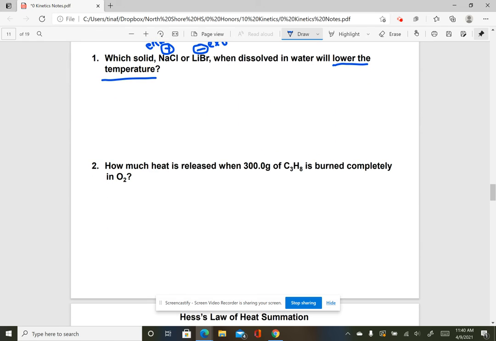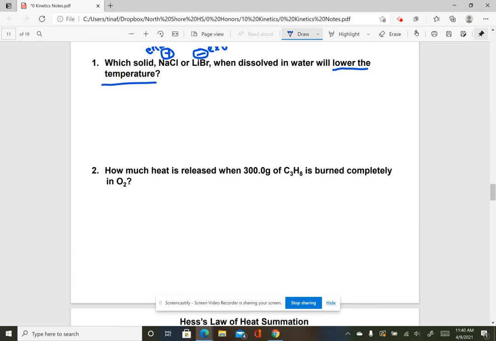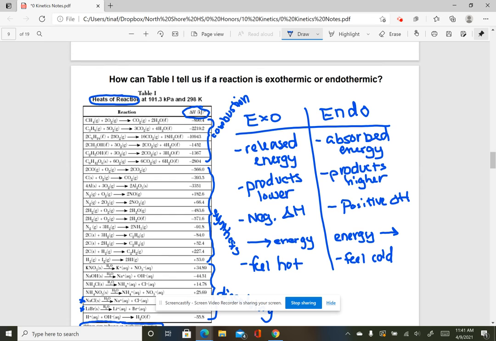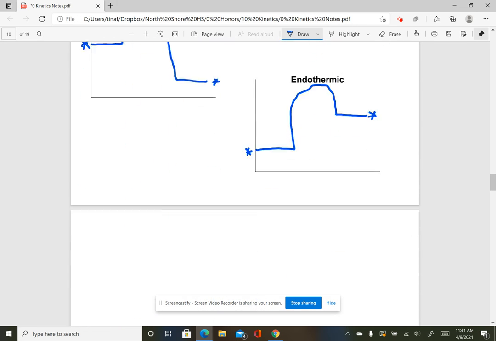All right. And next question, guys. So this is more of an honors level question. I'll kind of let you know what they would expect on the Regents level. So they're telling us that C3H8 is burned completely in O2. So this is a combustion reaction they're asking us to find. And I see C3H8 right here. And I see that the delta H is negative 2219.2. So let me write that down.